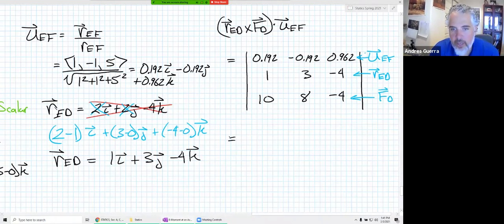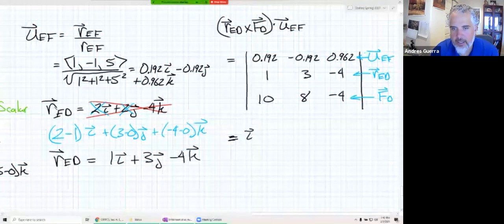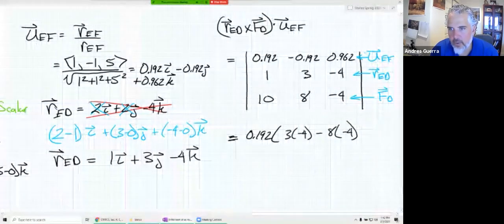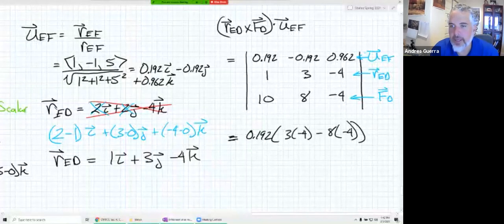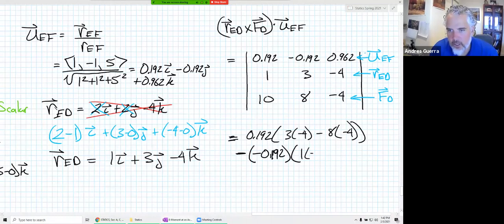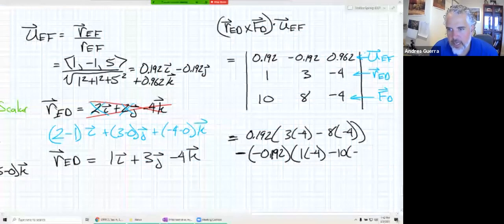When we solve this, we are going to get a scalar, but we just follow exactly the same operation. So instead of putting an I here, like we would have done with the cross products, I'm going to put the 0.192, and then that'll be multiplied by this 3 times a -4 minus an 8 times a -4. Because we found this error, I'm going to need some help doing these calculations. Then remember, we always have a negative in front of the J, that extra negative, so then it becomes a negative 0.192. So we have two negatives out there, and then a 1 times a -4 minus a 10 times a -4.